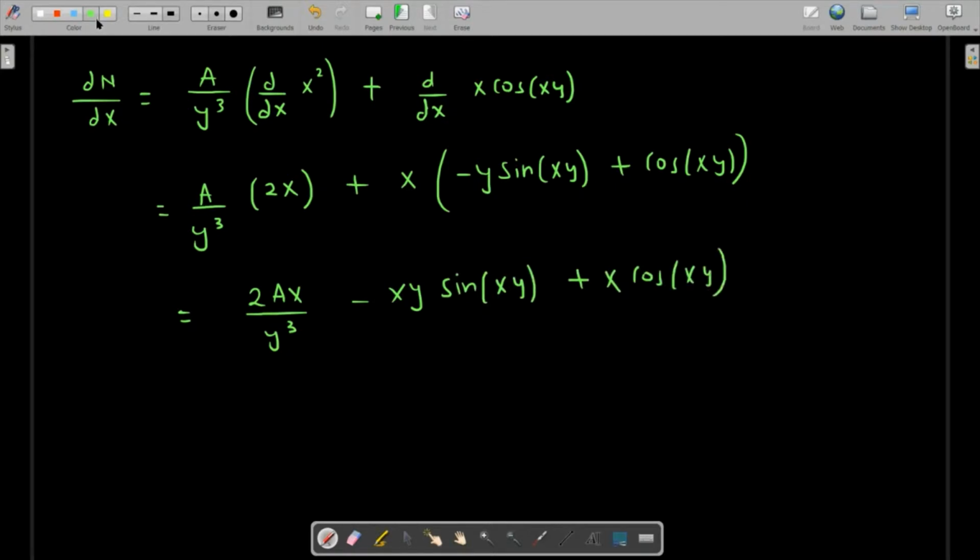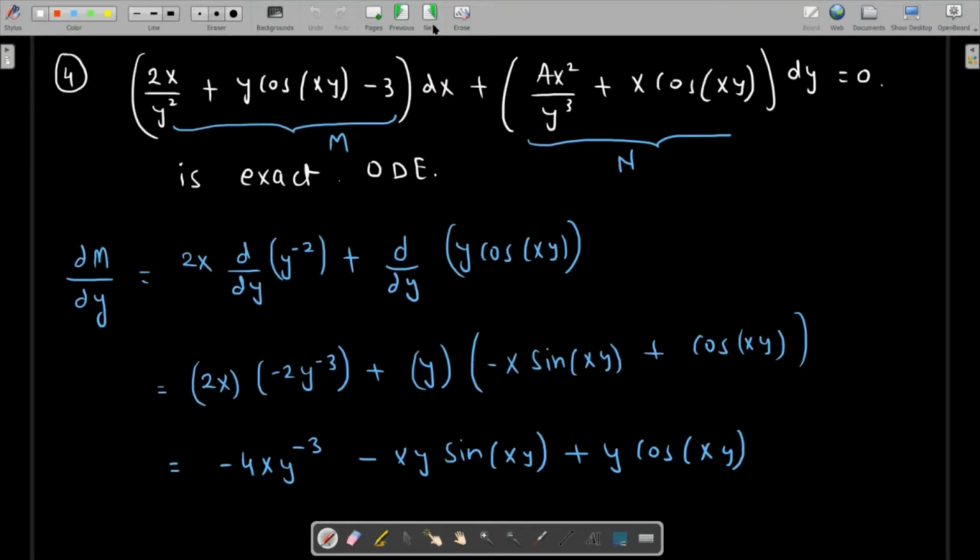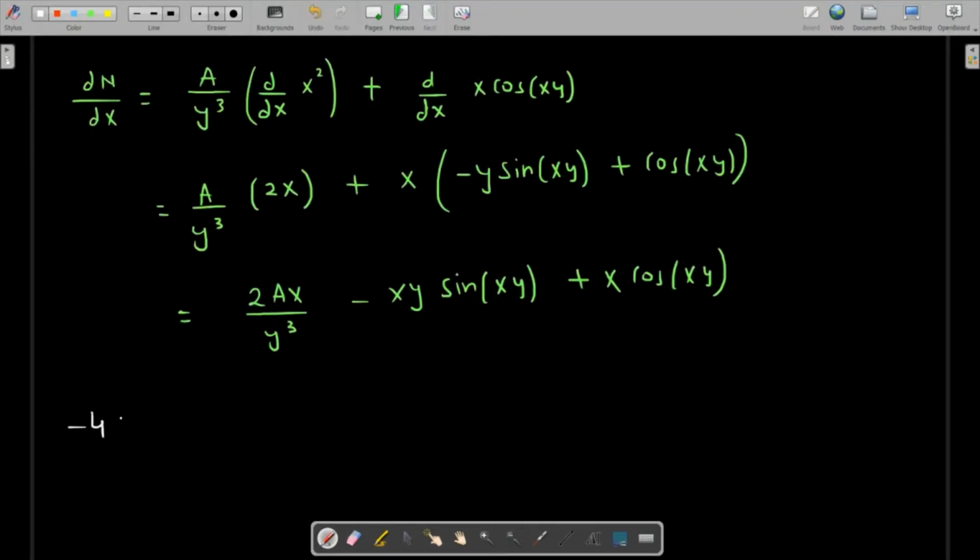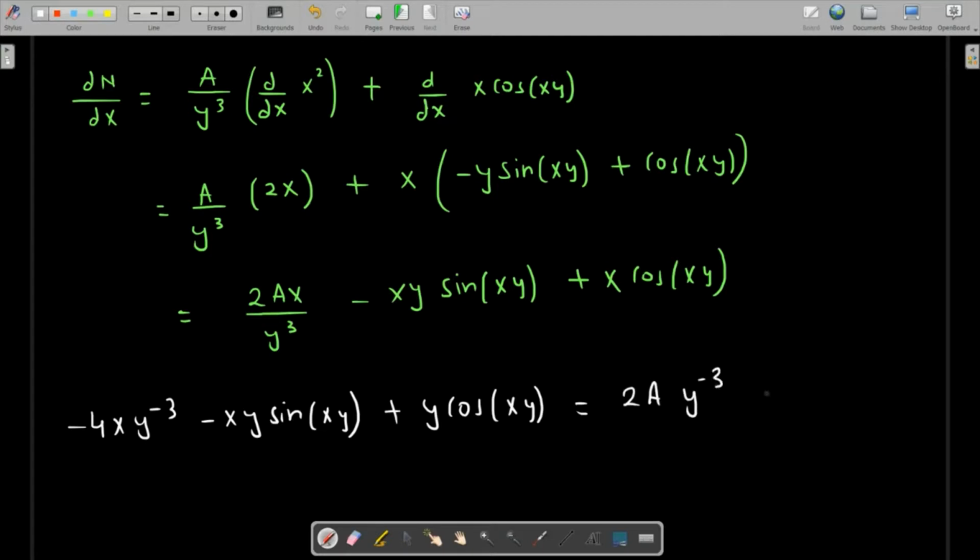So dM over dy and dN over dx must be equal. Let's write both the expressions now. Minus 4x y raised to the power minus 3 minus xy sine xy, and the last expression is plus y cos xy. Now this must be equal to 2a x y raised to the power minus 3 minus xy sine xy plus the last term, x cos xy.